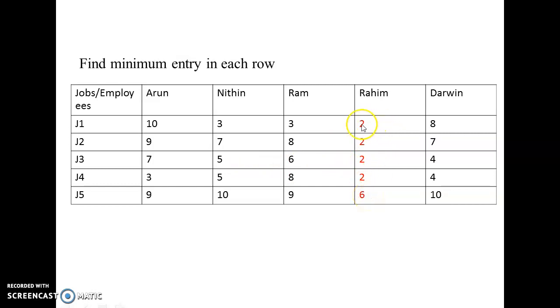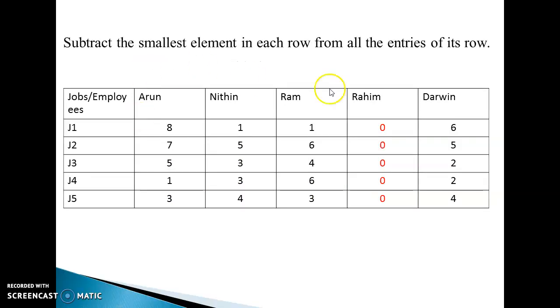Now, this 2 has to be subtracted from the first row. That is 10 minus 2, 3 minus 2, 3 minus 2, 2 minus 2 and 8 minus 2. Similarly, second row, 9 minus 2, 7 minus 2, 8 minus 2, 2 minus 2, 7 minus 2. That means each row's minimum value has to be subtracted from all the entries of that particular row. If we subtract all the minimum values from each row, we will get this matrix.